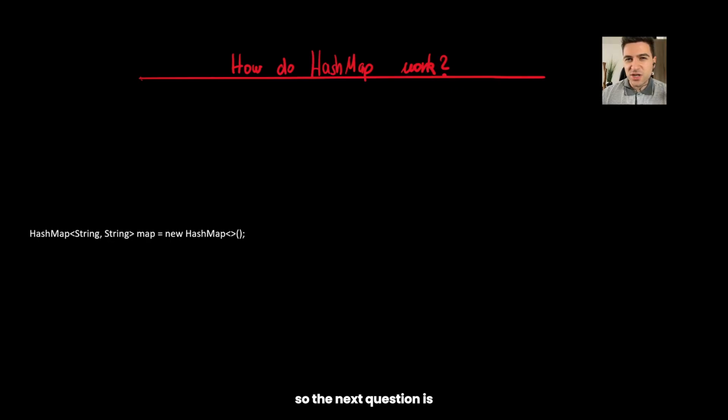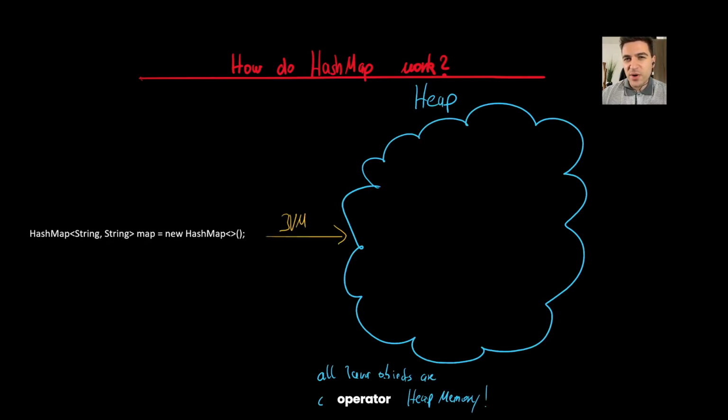So the next question is, what happens after that? Once we call this HashMap with the new operator, the JVM will take this object and create it inside of our heap. As we know, the heap is a location in the memory of your physical computer, and every Java object is created inside of this heap.